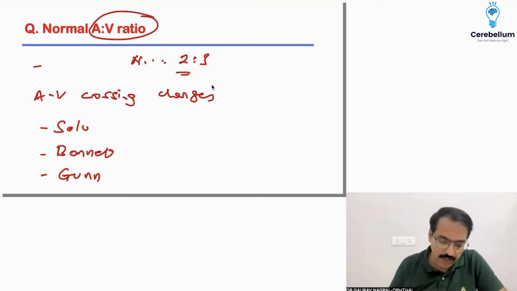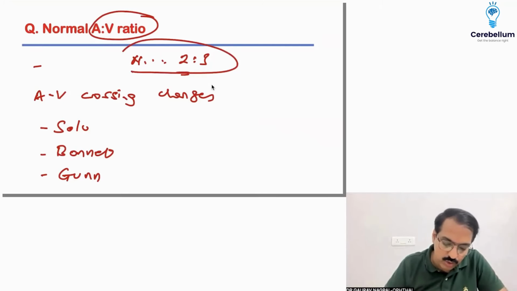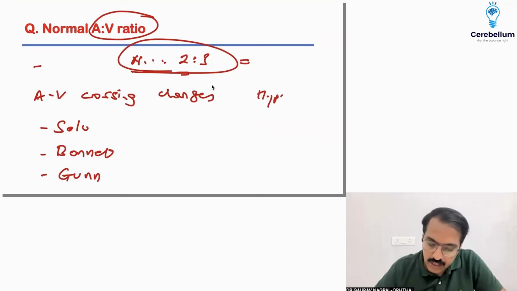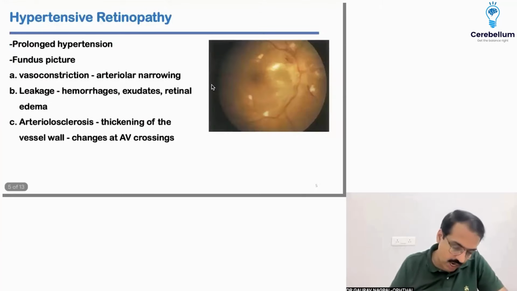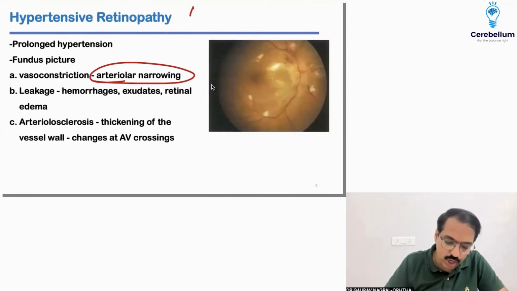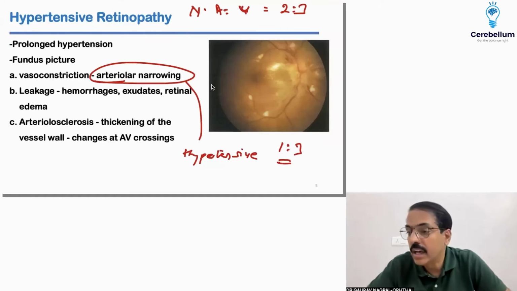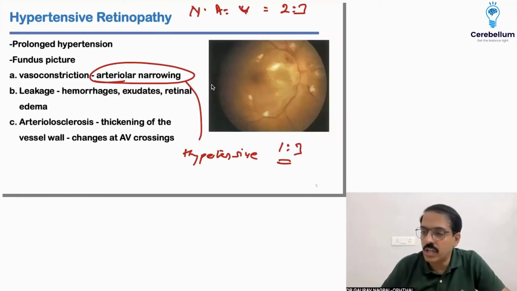What are the choices? Normal A is to B ratio is 2 is to 3. In hypertension we have done there is arteriolar narrowing. So normal A is to B ratio is 2 is to 3, and in hypertensive patients it tends to become 1 is to 3. This we have done in our class. So the choices were 2 is to 3, 1 is to 3.